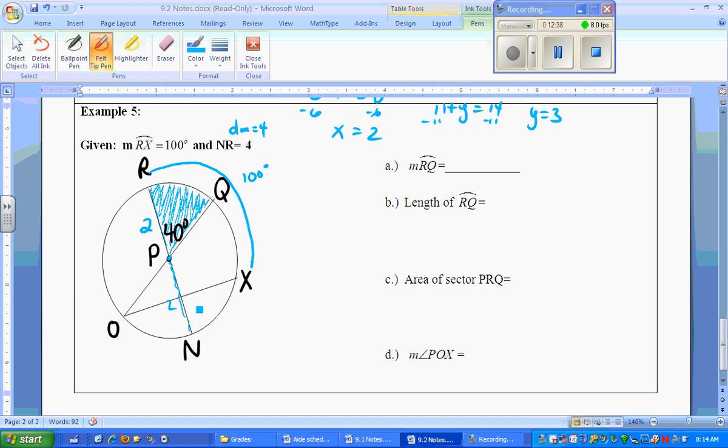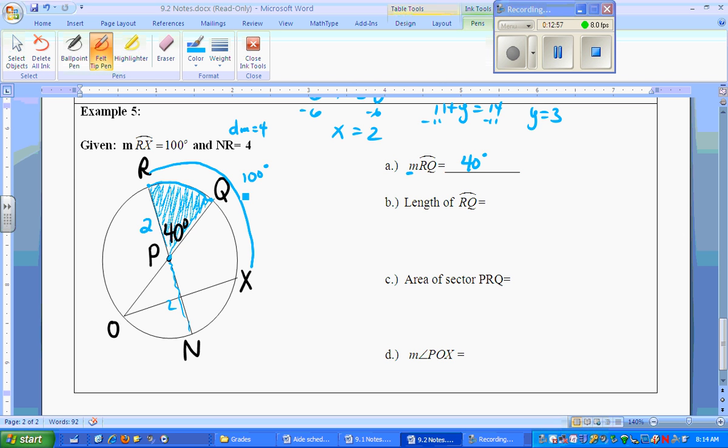So that's the radius. We want to find the arc measure of RQ. Well, RQ is right here. It goes from here to here. Well, it opens up. Here's a central angle of 40. So how much is the measure of that arc? It's going to be 40.